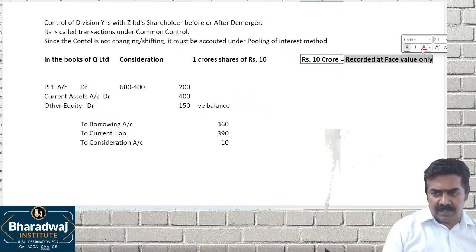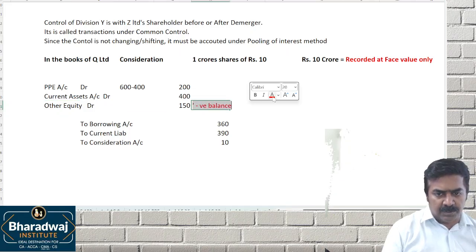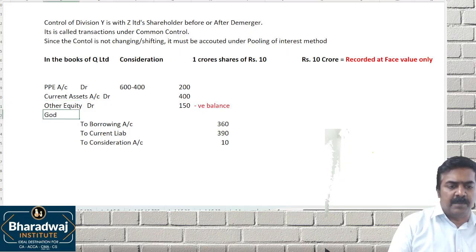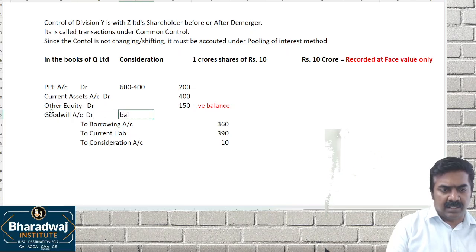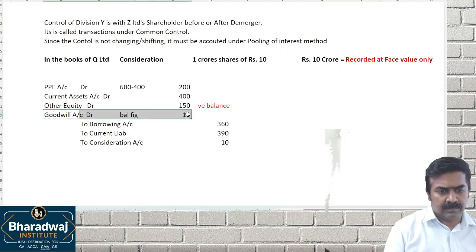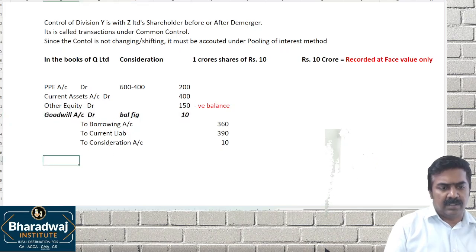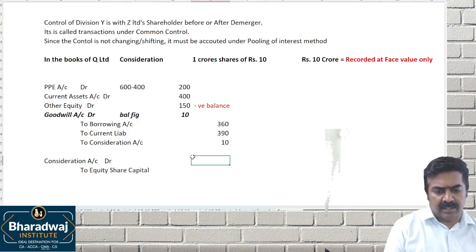Consideration is recorded at face value only. Other equity also should be recorded. The balancing figure will be known as goodwill. Balancing figure 10. Then consideration account credit, to equity share capital, 10.